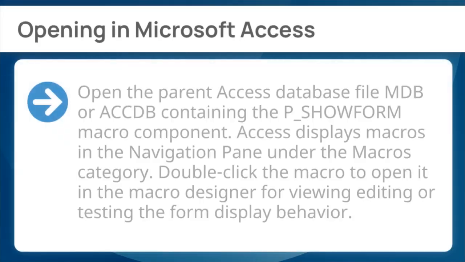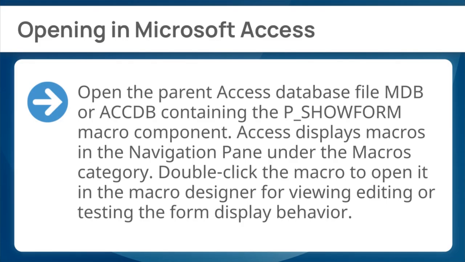First, opening in Microsoft Access. Open the parent Access database file, MDB or ACCDB, containing the PSHOWFORM macro component. Access displays macros in the navigation pane under the Macros category. Double-click the macro to open it in the Macro Designer for viewing, editing, or testing the form display behavior.